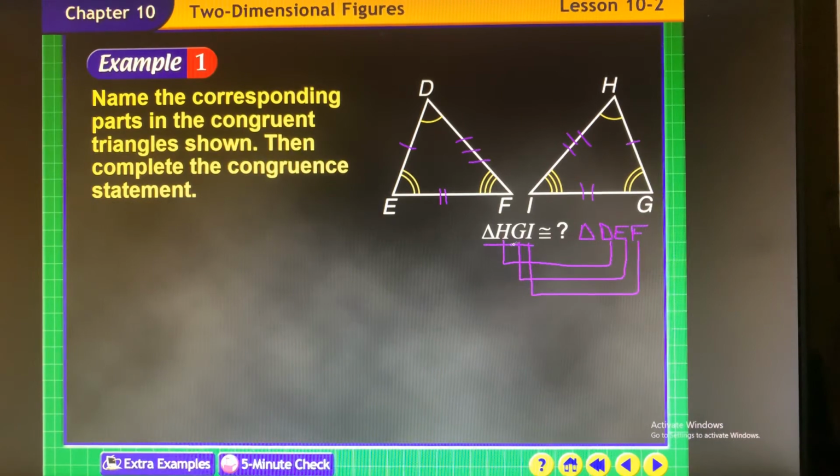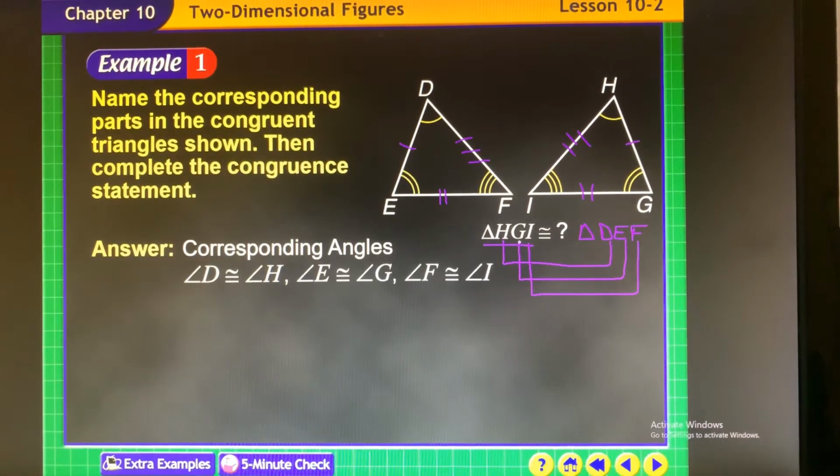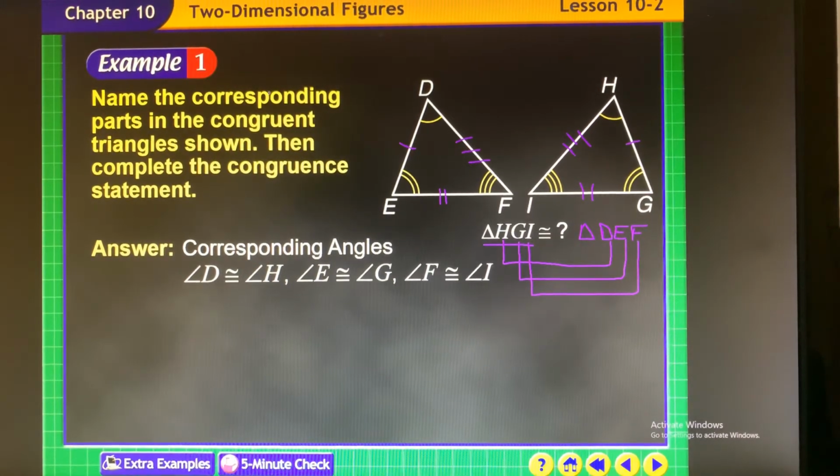So if you line up your triangles right from the beginning, and you match angle to angle, you don't even need to look at the triangles anymore. You can just match the pieces based on how you set your letters up, as long as you set them up correctly. So when it says to correspond all the parts, you have to know that there are 6 parts to a triangle. There are 3 angles and 3 sides. So I match all 3 of the angles up.